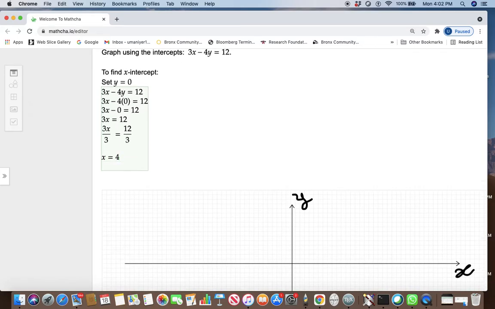So you found the x-intercept to be x coordinate is 4 and y coordinate is 0.